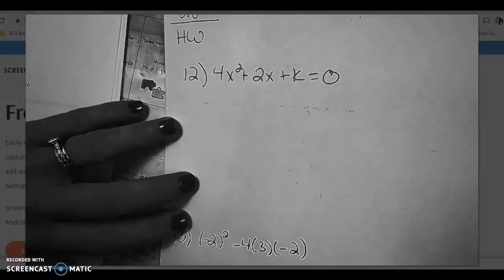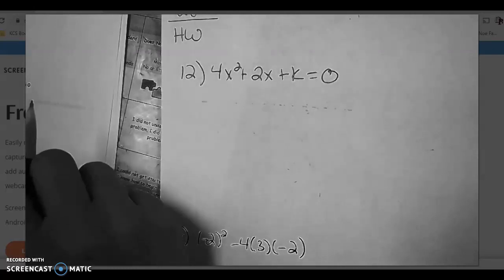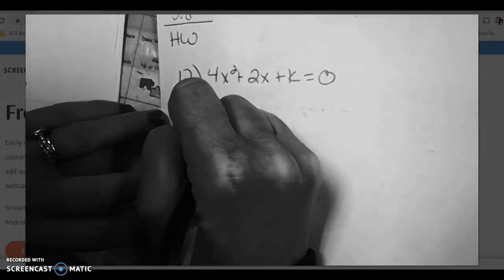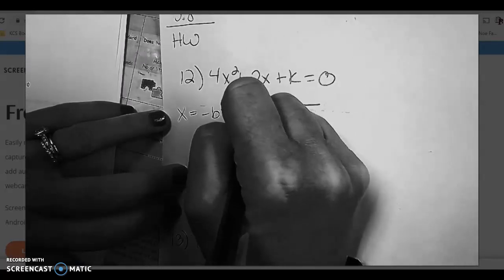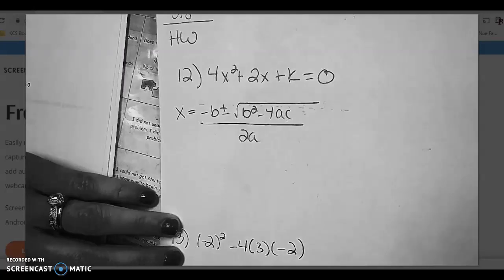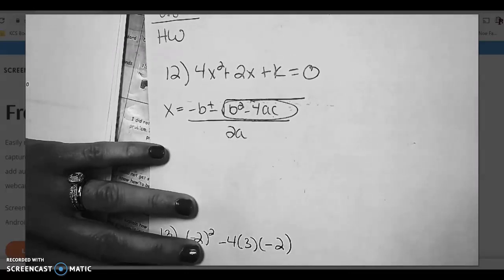So one of the things that I hope that you discovered on your working through your notes on quadratic formula is that the discriminant of quadratic formula tells you what kind and how many roots you have. So discriminant is this quantity under the radical.